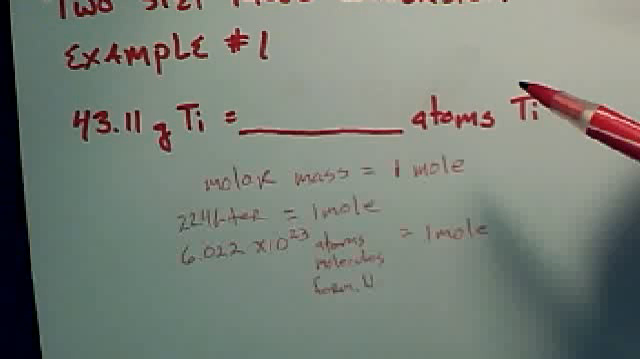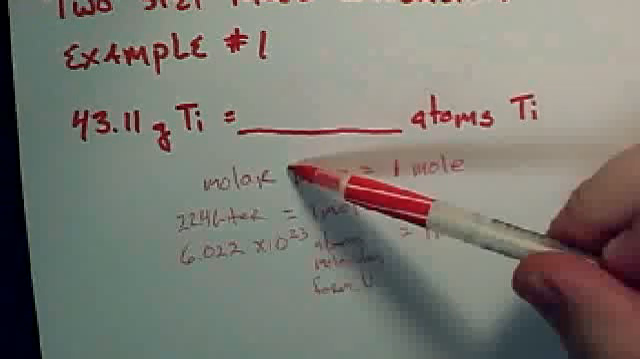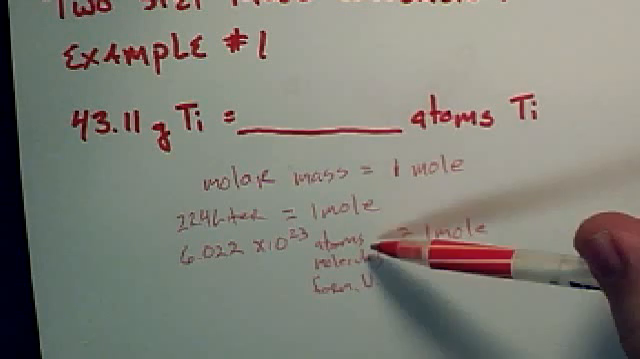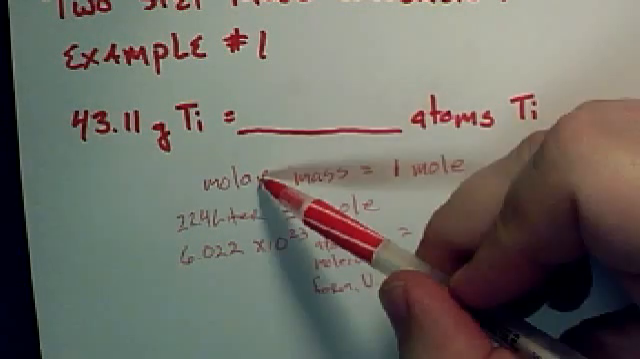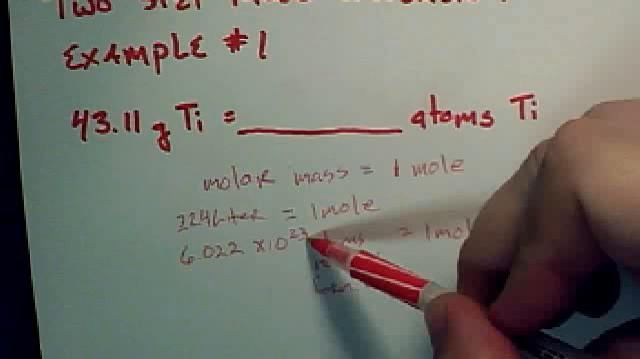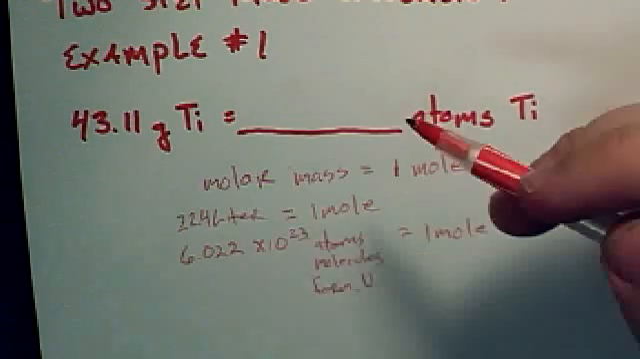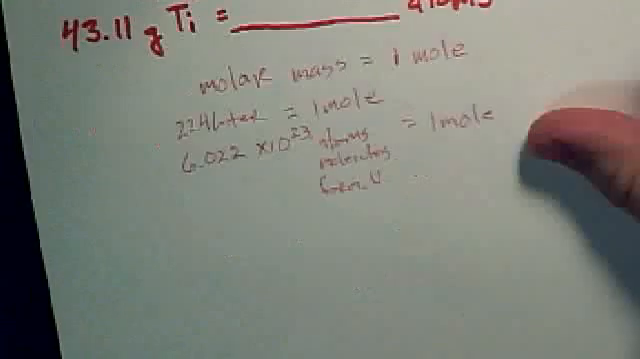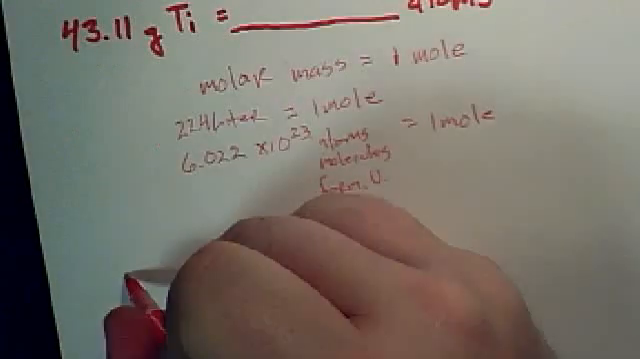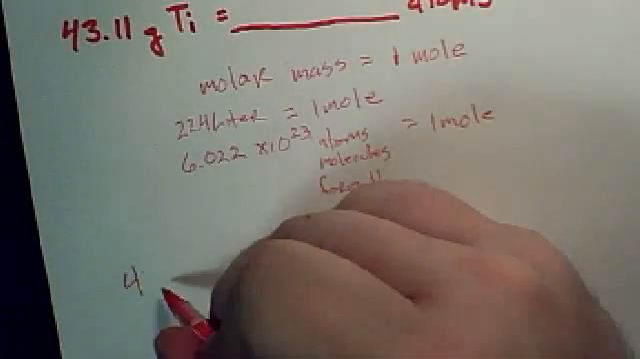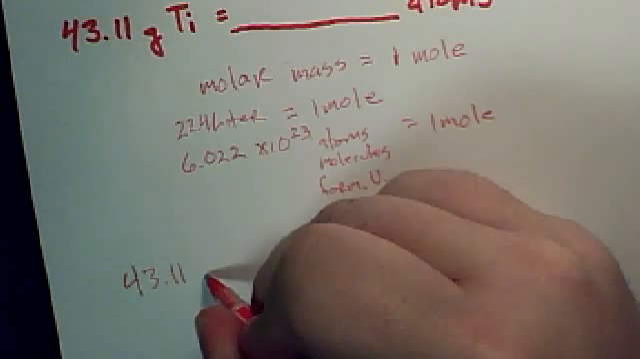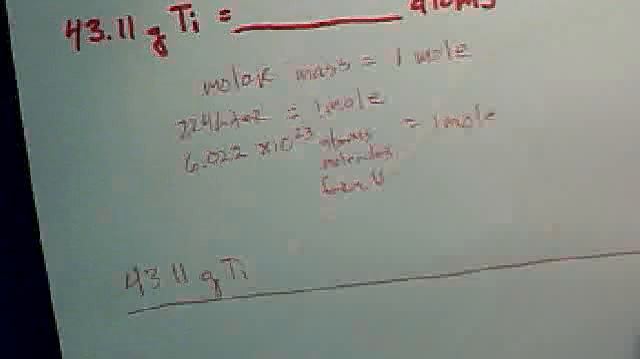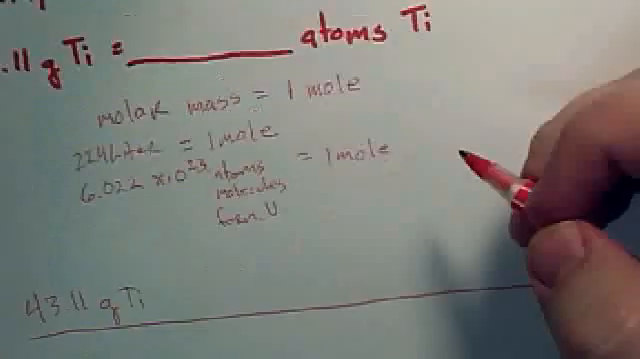So I don't have something that can get me straight from grams or mass to atoms. So I have to go from mass to moles and then from moles to atoms. Okay? That's what makes it a two-step process. So just like the one-step process, we're going to start with what we're given. We have 43.11 grams of titanium, and I'm trying to get to atoms.